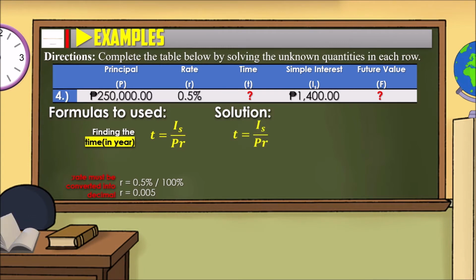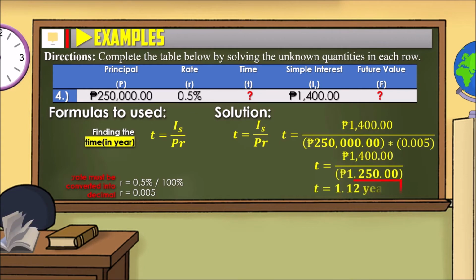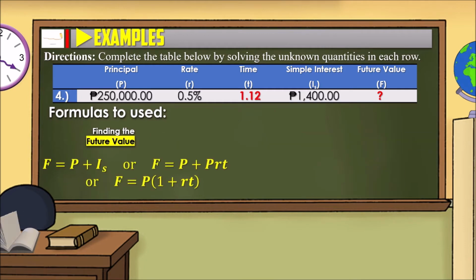Use the formula in finding the time. Substitute the given to the formula. Now, perform the operation. Our final answer for time is 1.12 years. Next is to find the future value.